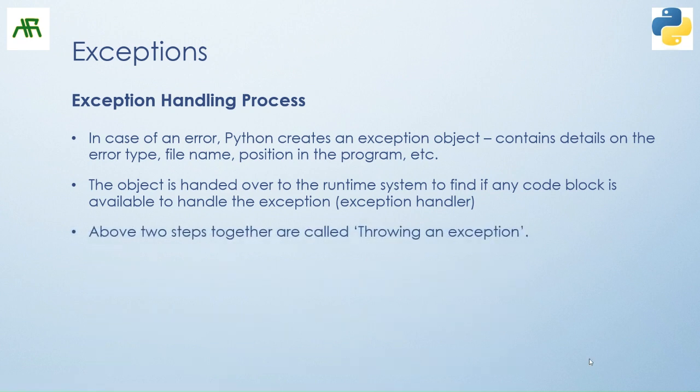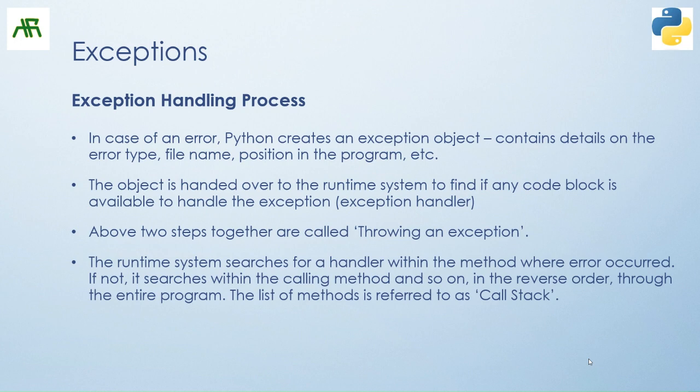These two steps, the creation of the exception object and handing over of this exception object to the runtime system, together are called throwing an exception. And once the exception object is handed over to the runtime system, it searches for a handler, as I said earlier. It searches for a handler, that's a code block within the method where the error occurred. Basically, it tries to look for the error being handled within the code block or the function itself.